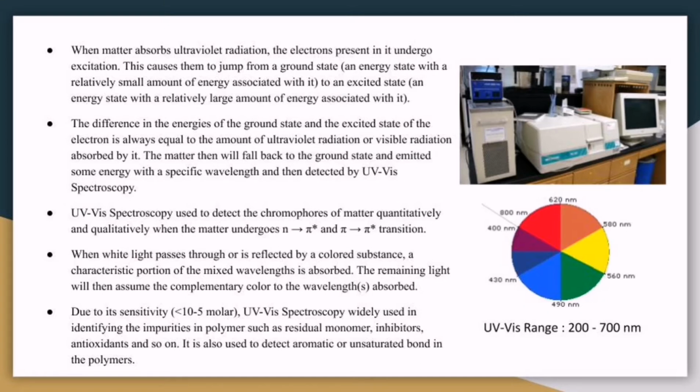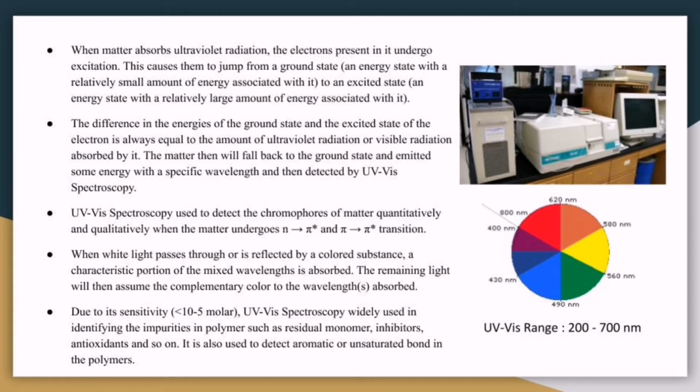The matter then will fall back to the ground state and emit some energy with a specific wavelength, which is then detected by UV visible spectroscopy. UV visible spectroscopy is used to detect the chromophore of matter quantitatively and qualitatively when the matter undergoes n to pi star and pi to pi star transitions. Actually, there are 6 transitions of electrons, but only 2 are detected by the UV visible spectroscopy because the wavelength is in the region of the UV visible range.